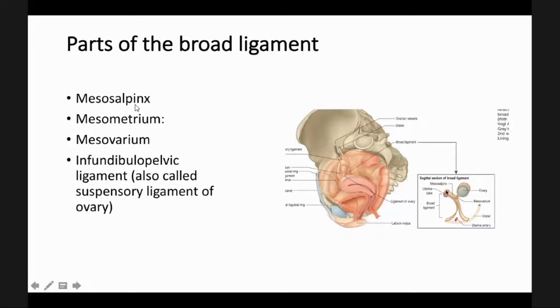See here, you can see this also in the figure. This is the fallopian tube, and this is the ovary, and the part of the broad ligament that passes to surround the fallopian tube is the mesosalpinx, and to the ovary it is the mesovarium, and finally it goes to the lateral wall of the pelvic cavity and gets attached over there. It also has a part that is the suspensory ligament or the infundibulopelvic ligament.